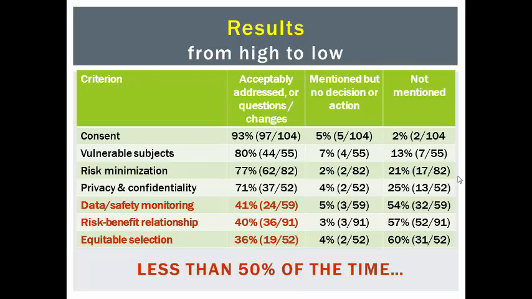The highest one here is consent: 93% of the time the IRB discussed consent adequately to decide whether or not the consent criteria had been met by the study. But for the ones here in red, less than half of the time the IRB adequately addressed the criterion for approval. In the worst case, equitable selection, or the justice-based requirement, in only 36% of the applications was there a discussion about equitable selection and a decision about whether or not the criterion had been met. So less than 50% of the time for 3 of the 7 criteria here.